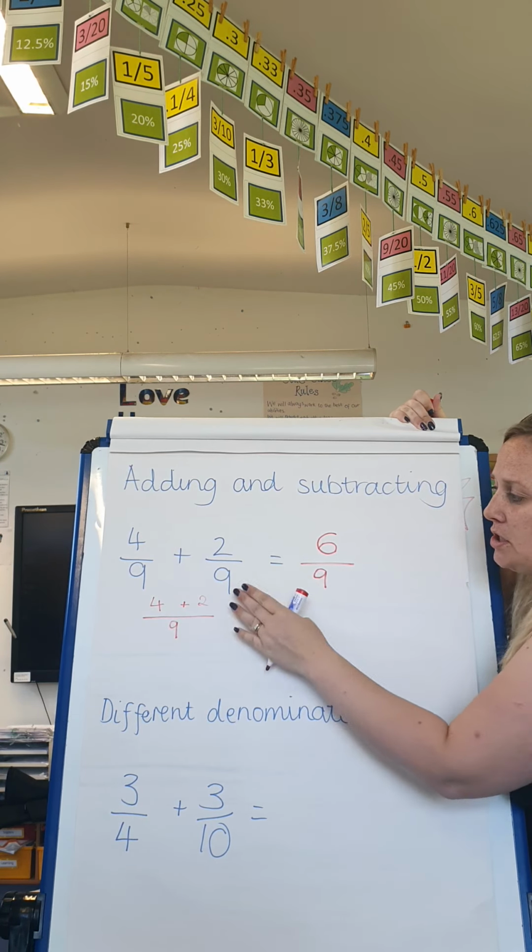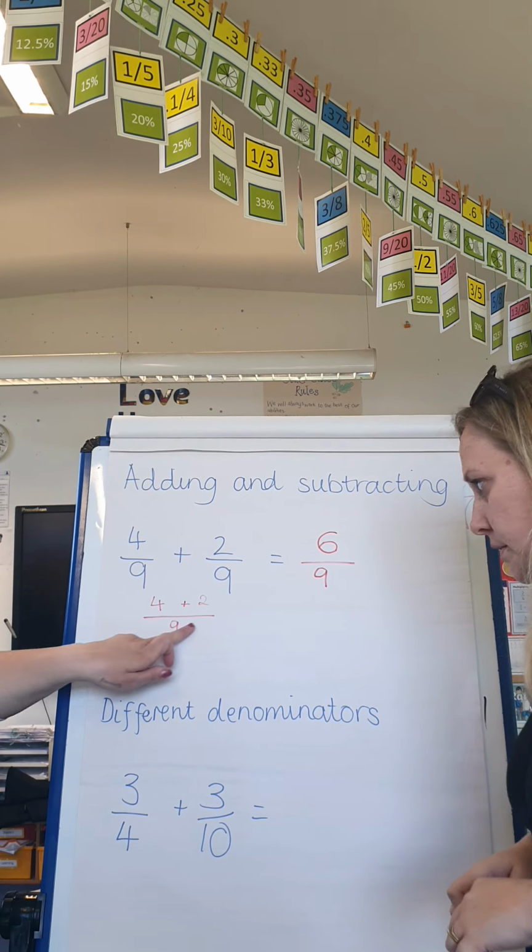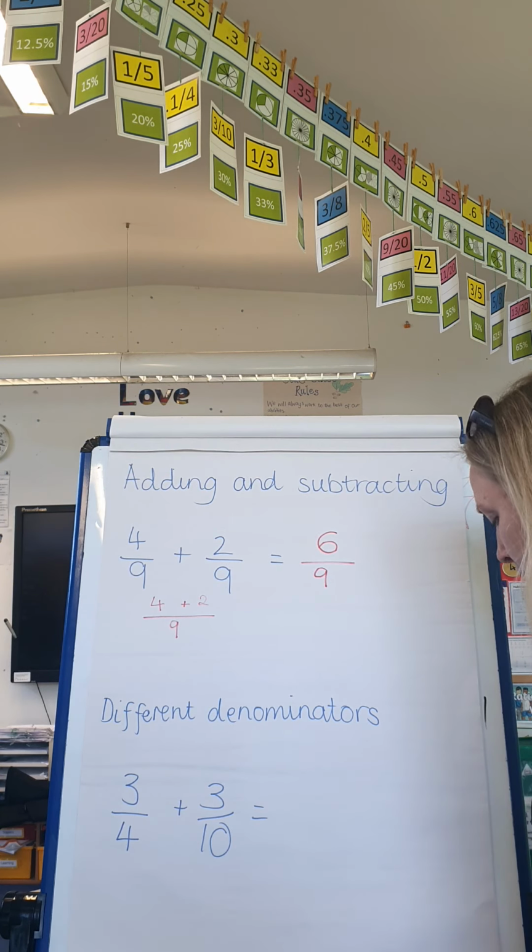So that's nice and easy. 4 ninths plus 2 ninths is 6 ninths, okay? You don't add the denominators together. You don't need to do that.